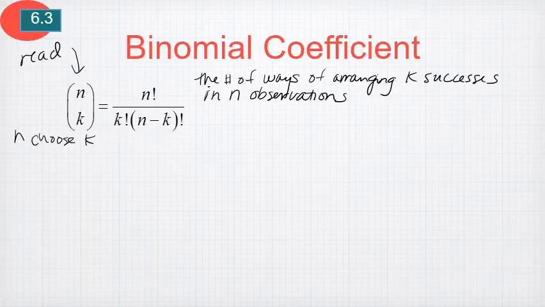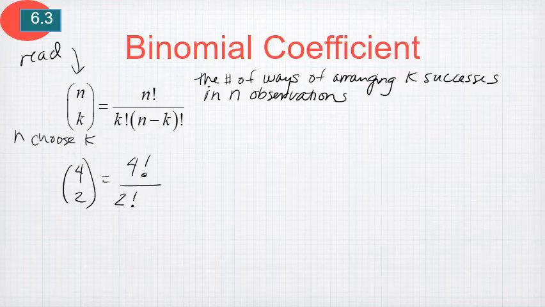So with the example I just gave you, we essentially had 4 trials, and we were picking 2 successes out of those trials. So we take our number of trials and we do a factorial, and then we divide that by our number of successes, which we're going to make 2 factorial, and then n minus k, which in this case is also 2 factorial.